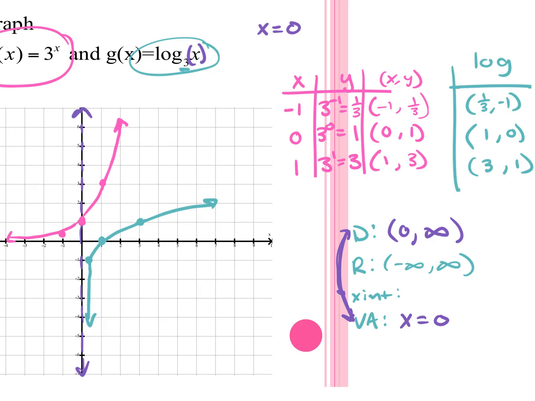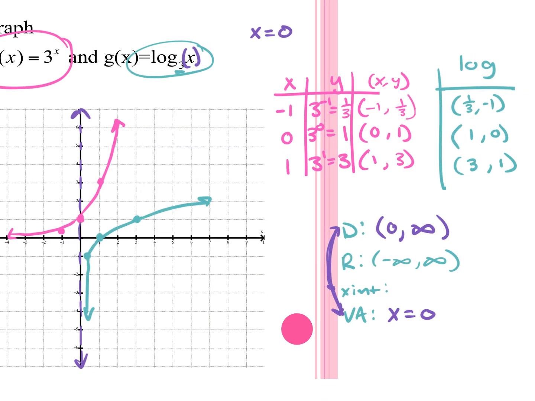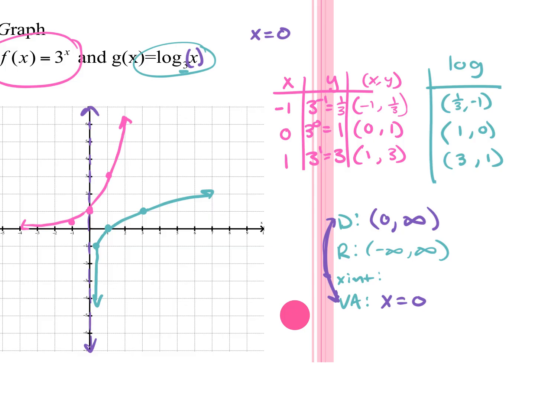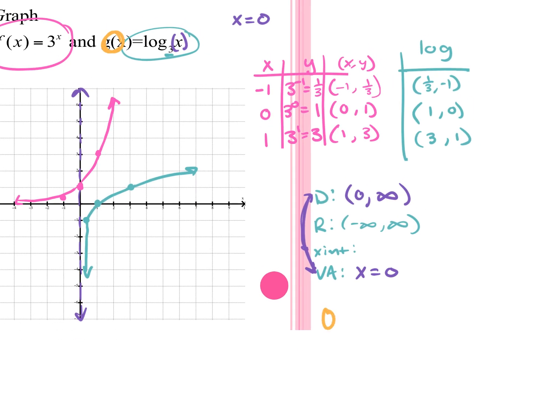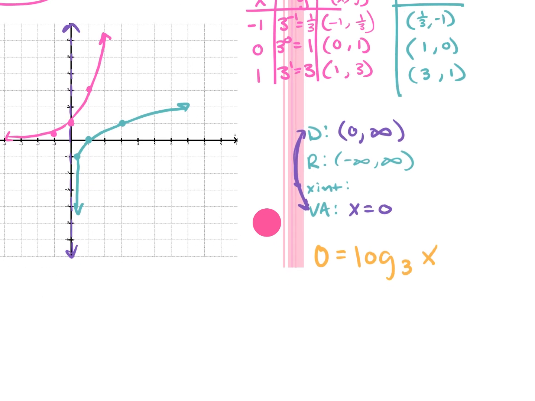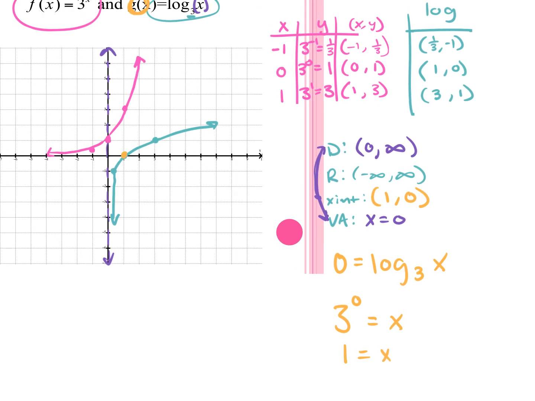How would we find the x-intercept? Let's set y equal to 0 and then put it into exponential form to solve. So 0 equals log base 3 of x. Our base would be 3. What's our exponent? 0 equals x. 3 to the power of 0 is 1, so 1 equals x. So our x-intercept would be 1, 0, which would be this point here.